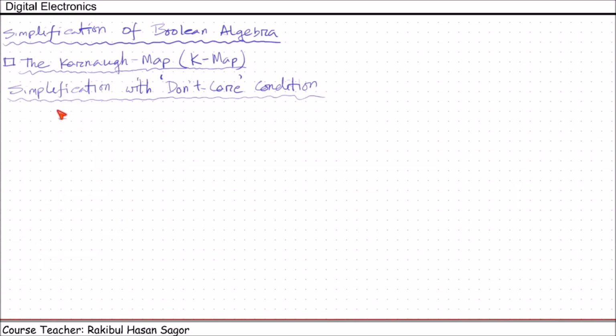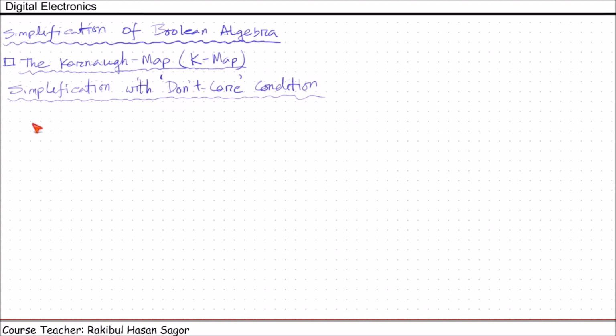Next, we will learn simplification with don't care condition. Before we go for the simplification, first we need to know what is don't care condition. While designing any circuit, for certain inputs we don't care about the outputs because the output does not depend on those input sets. Let me show you an example.